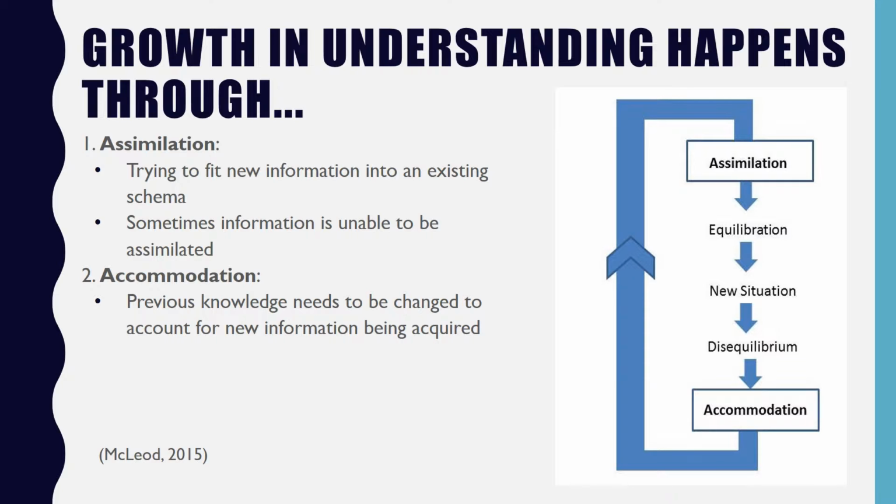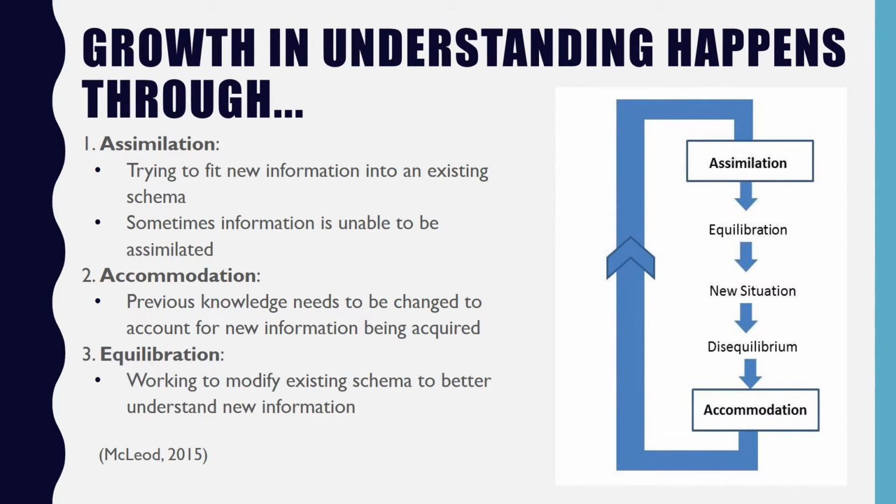This leads to the changing of current schemata, which is known as accommodation. Equilibration is all about bringing in the new information, adjusting what exists, and reaching the point of having a new schema that can eventually be changed once again when new knowledge is gained.